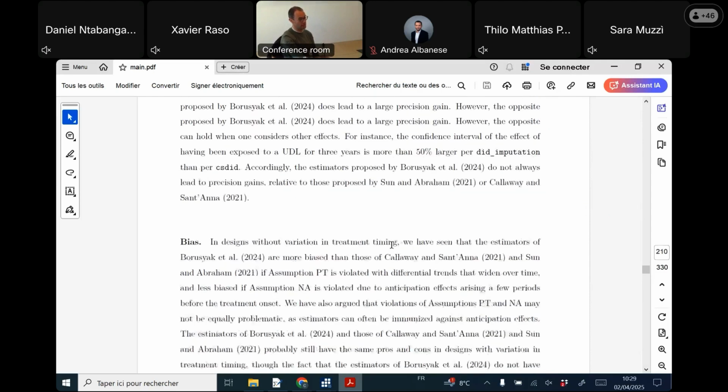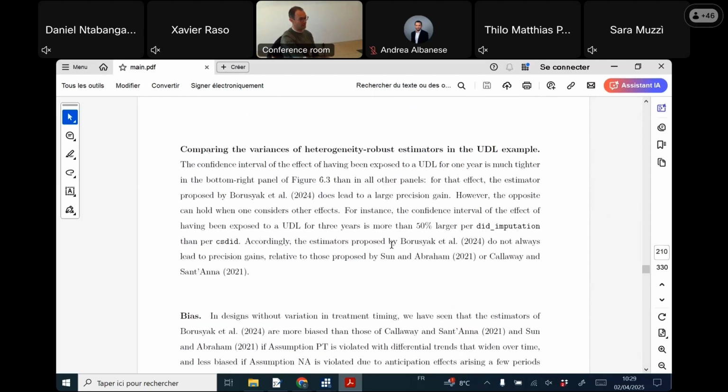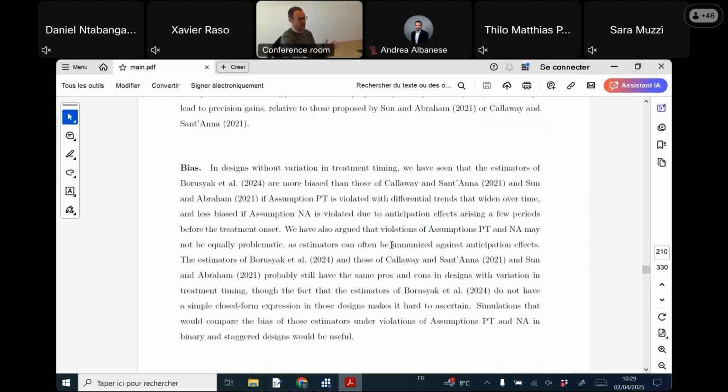Okay, and also an important bottom line is that the two sets of estimators are unbiased for the same target parameters under the same assumptions. So if they differ significantly, that should be a cause for concern.